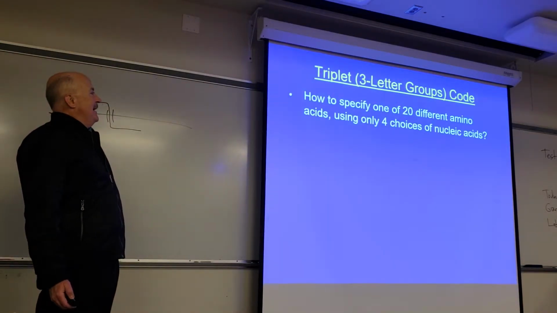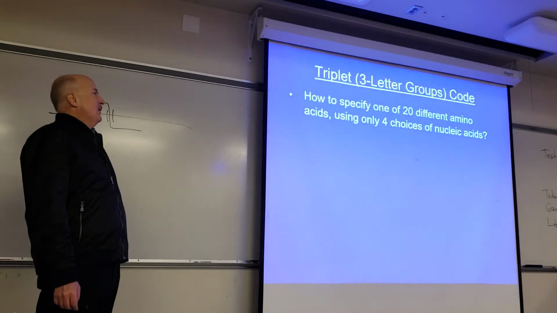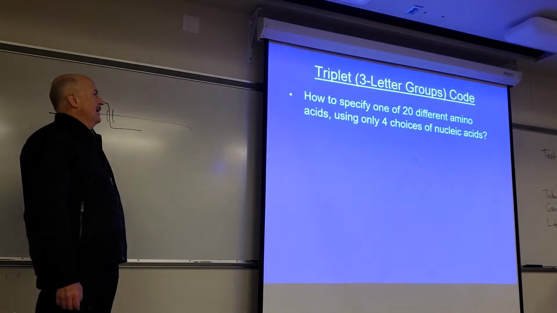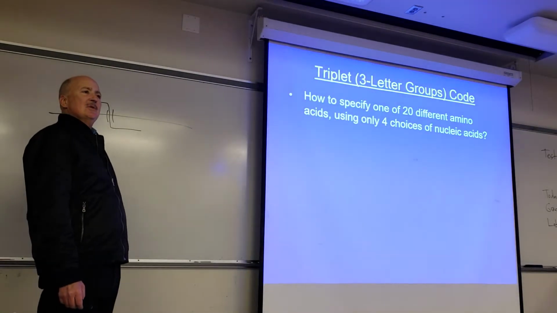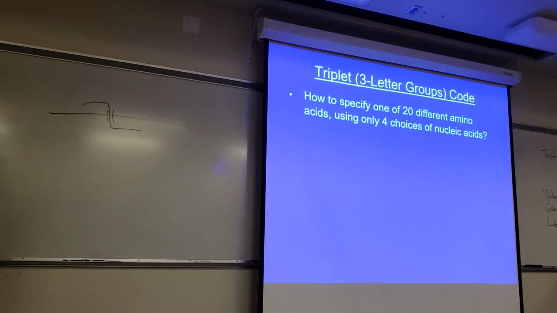Well, one thing that happens here, you have to consider how do you end up actually specifying 20 different amino acids when you only have 4 different versions of the nucleic acids to use to identify those. Short film here will show how that was worked out, the math of it.